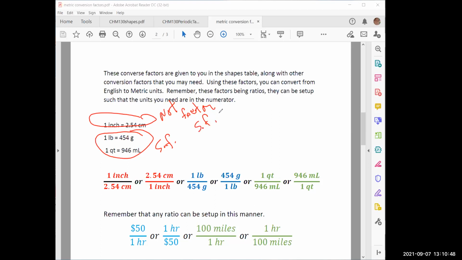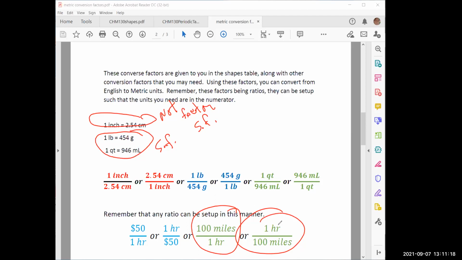Okay. And so we have all these ratios that we can set up. It'd be no different than any other ratio. $50 per hour. I can set it up with $50 in the numerator or in the denominator. Speed, 100 miles per hour, same thing. Okay. All right. And now the manner that I set them up, for example, if I take these two, depends on the final units that I'm searching for.